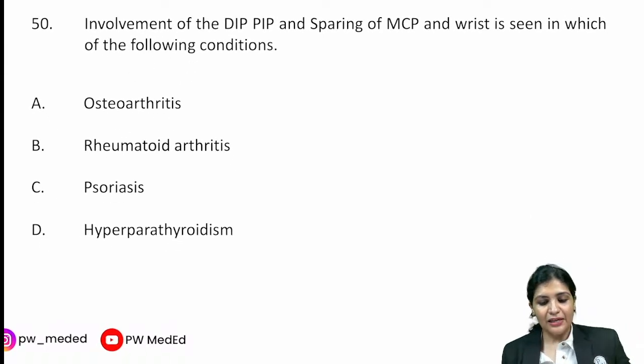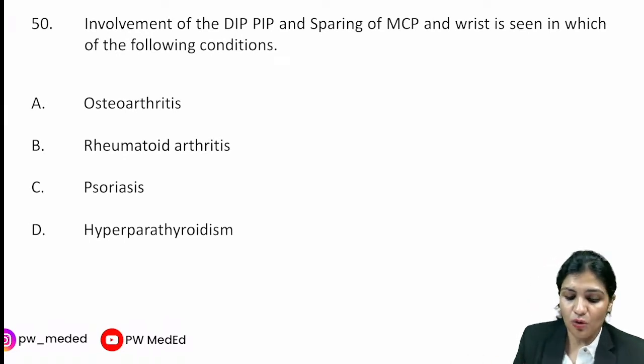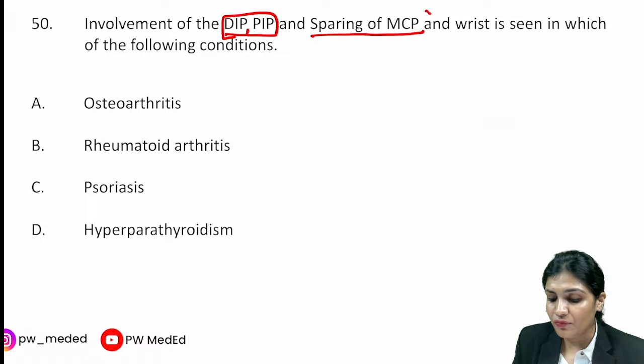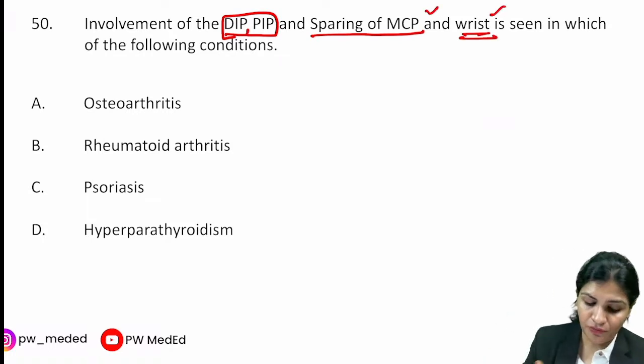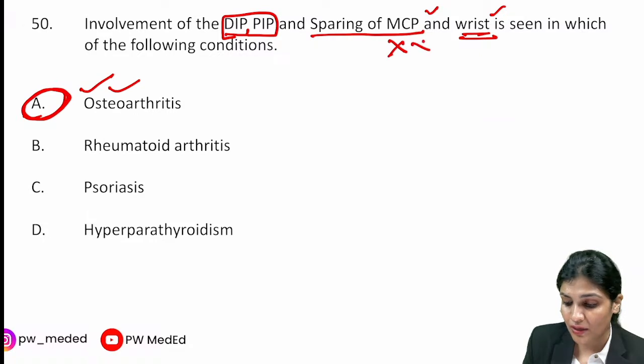And the next question is, involvement of DIP, PIP and sparing of MCP and the wrist is seen in which of the following conditions? So as we have already discussed, the involvement of DIP and PIP with sparing of MCP and the wrist joints is usually seen in case of osteoarthritis. So with osteoarthritis, you have to be careful that there is a sparing of MCP.